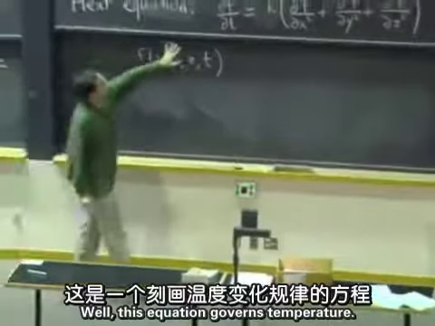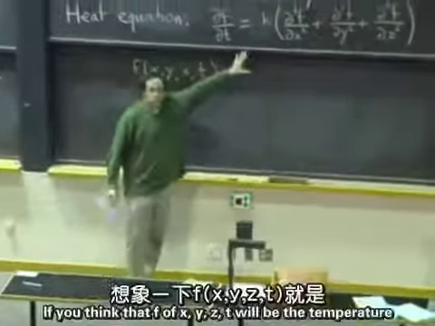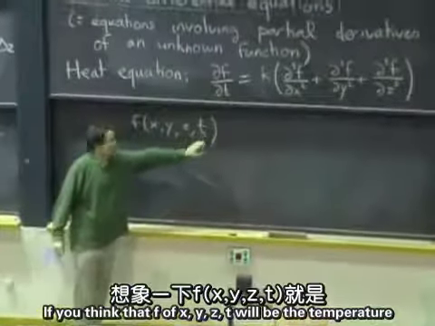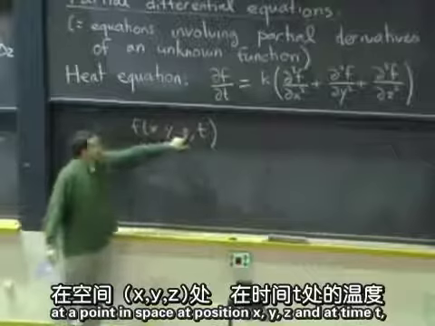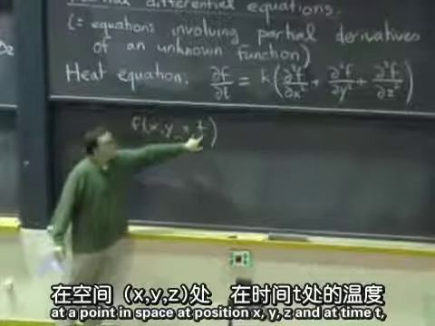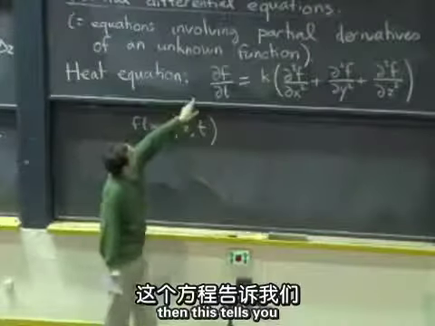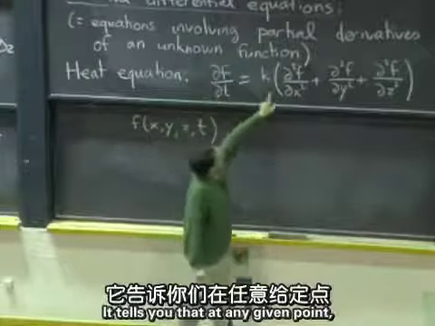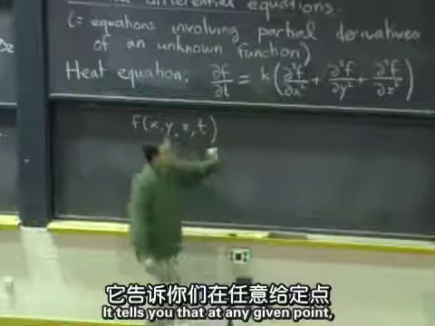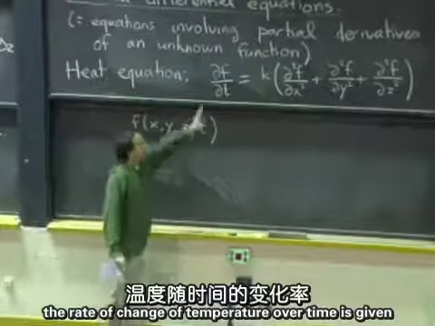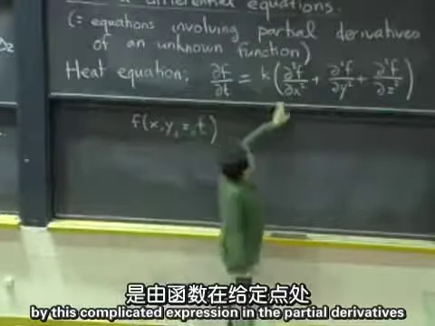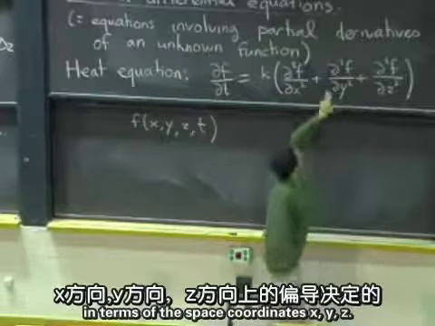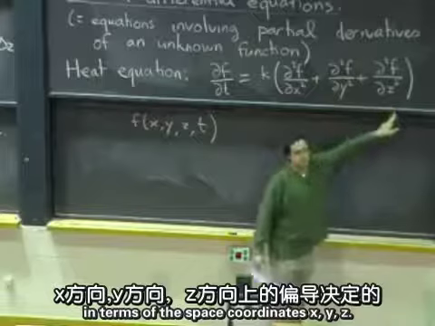Well, this equation governs temperature. So if you think that f of x, y, z, t will be the temperature at a point in space at position x, y, z, and at time t, then this tells you how temperature changes over time. It tells you that at any given point, the rate of change of temperature over time is given by this complicated expression in the partial derivatives in terms of the space coordinates x, y, z.